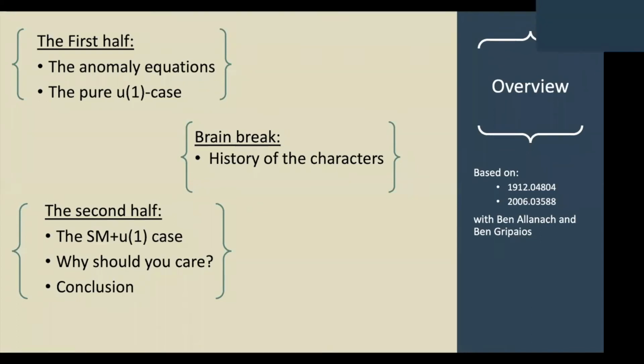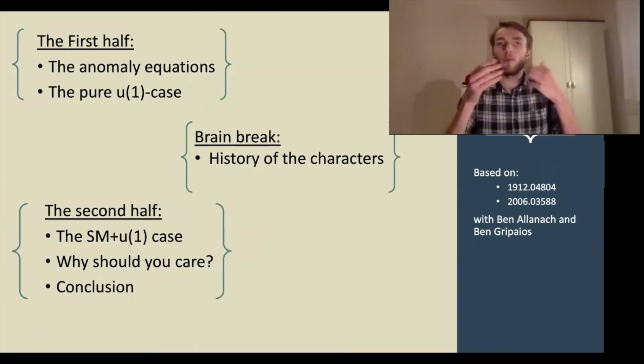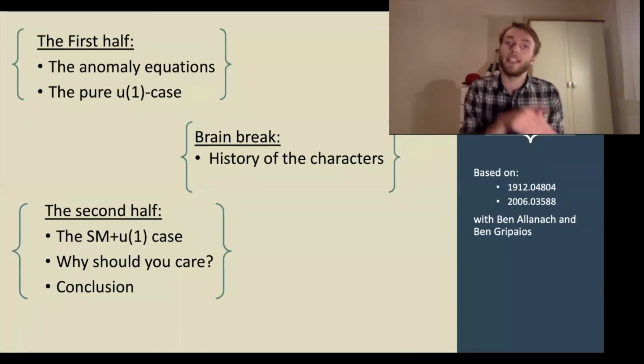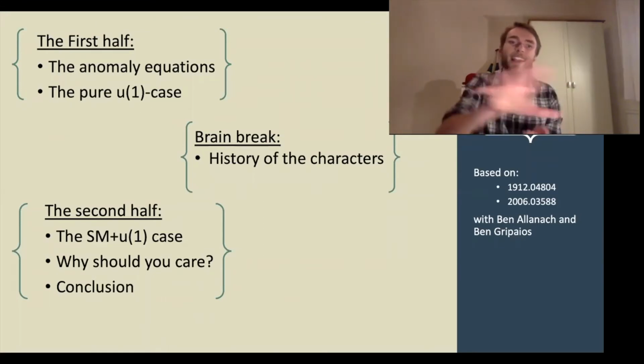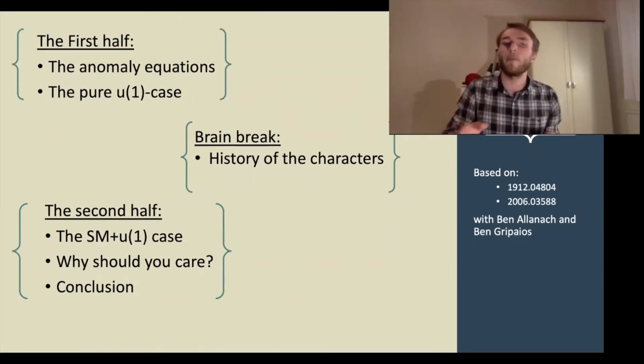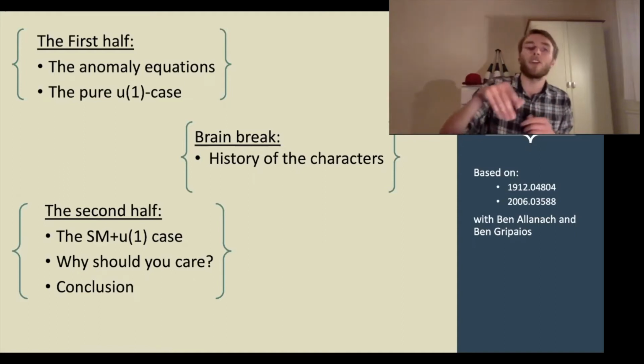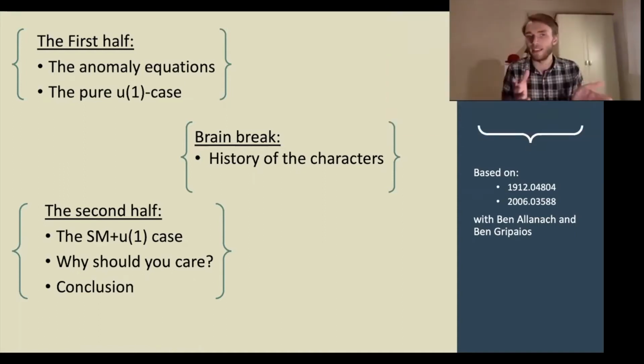In the first half of this talk, I'll explain what the anomaly equations are, where they come from, and then we'll look at the pure U1 case. So that's taking a pure U1 gauge theory and looking at how to solve the anomaly equations for this case. And then in this little brain break, I'll tell you about the history of some of the more historic characters that come into this talk.